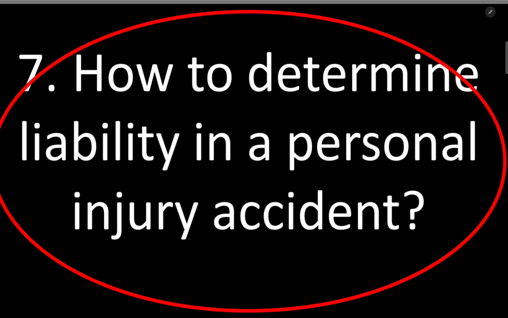State laws. Different laws govern liability. Some states follow a comparative negligence rule, meaning each party's degree of fault is determined and damages are adjusted accordingly. Others follow a contributory negligence rule, where if you are even slightly at fault, you may not be able to recover damages.